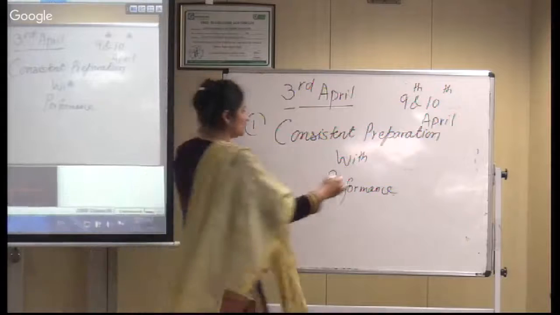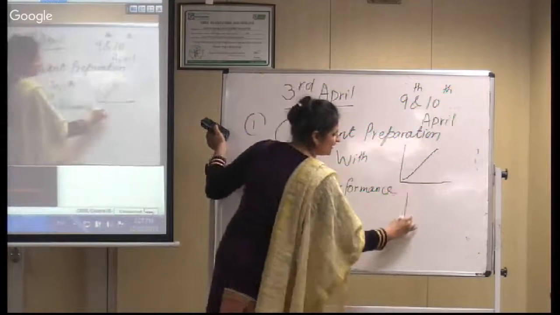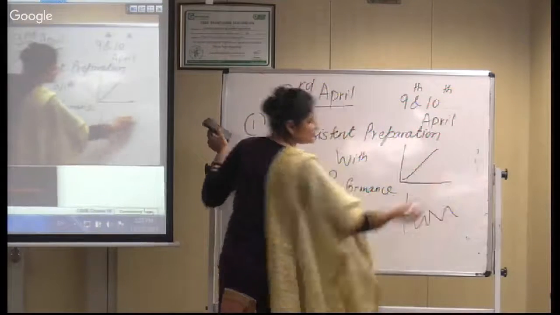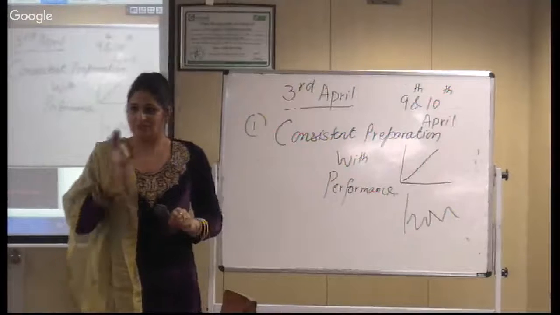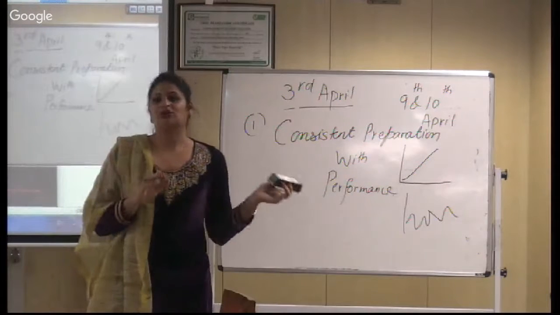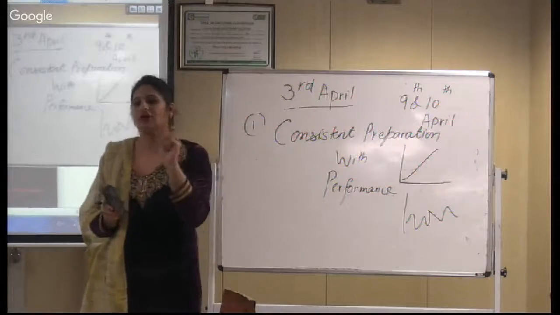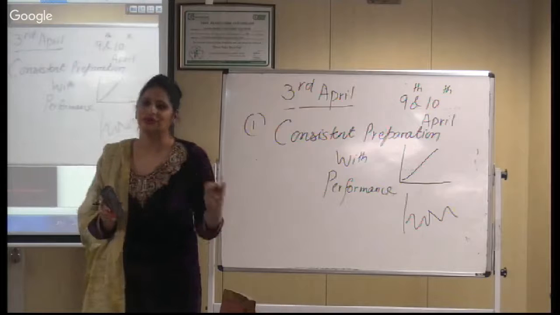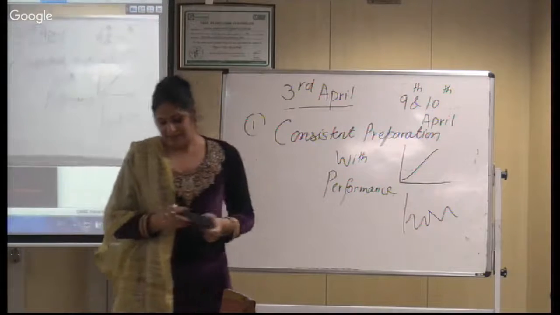Your graph should go like this. It should not be like this. This zigzag performance is not accepted at all. Your performance should go high. Gradually it can go high, but don't do like this. So your preparation should be consistent, or you can say that regularly you have to work hard. Clear? Okay, write down next step.